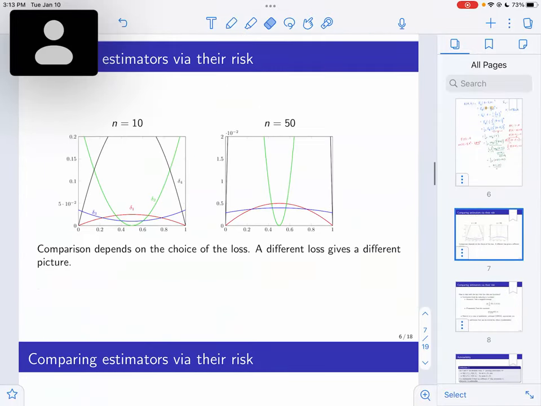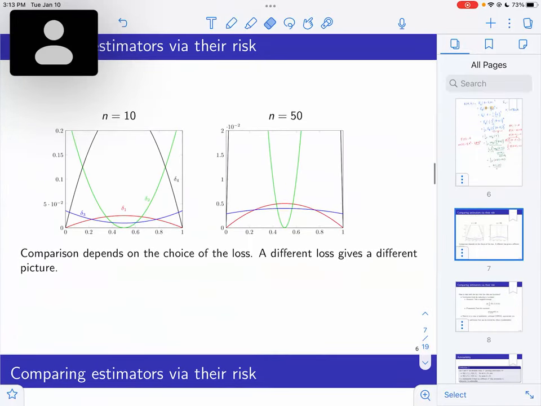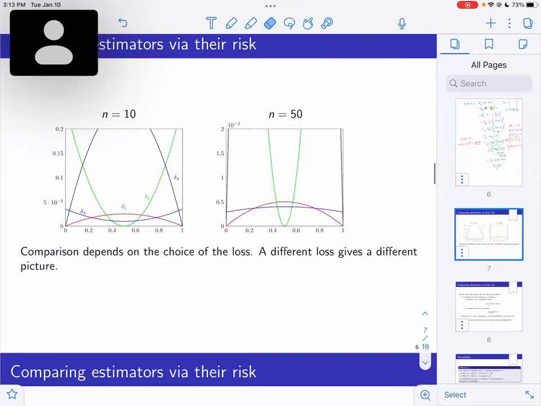Okay, so this is the plot for n equal 10 and n equal 50. This line is the sample mean. You can see at theta equal to zero and theta equal to one, it goes to zero. It's equal to theta times one minus theta over n. And the other one, which is this strange one, is the delta three.